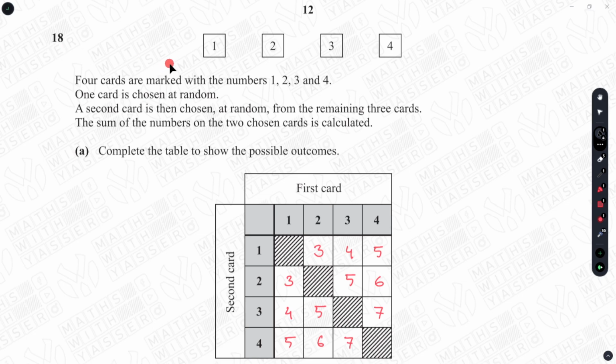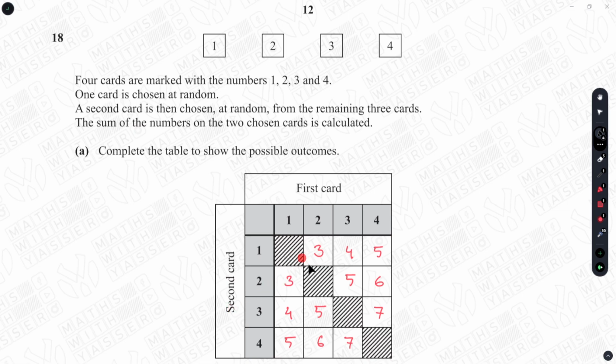Question number 18. 4 cards are marked with the numbers 1, 2, 3 and 4. One card is chosen at random. A second card is then chosen at random from the remaining 3 cards. The sum of the numbers on the 2 chosen cards is calculated. Complete the table to show the possible outcomes. So this is the first card if you get to choose, and these are the second card.